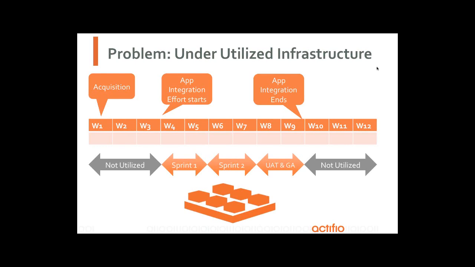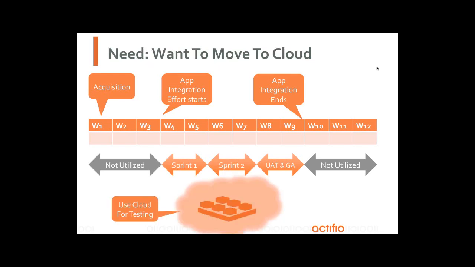So the challenge which he had was that his infrastructure was underutilized, because the way his model worked was every quarter when they make an acquisition, the infrastructure was being utilized only for 50% of the time. As an example, if in week 1 the acquisition of the small company happens, the application integration effort starts in week 4, and they have 2 sprint cycles of 2 weeks each. Once the sprint cycles are done, they go through the UAT and go GA, which means the new application of the small company that they acquired has been fully integrated. So for the rest of the 6 weeks in that quarter, the compute was not at all being utilized.